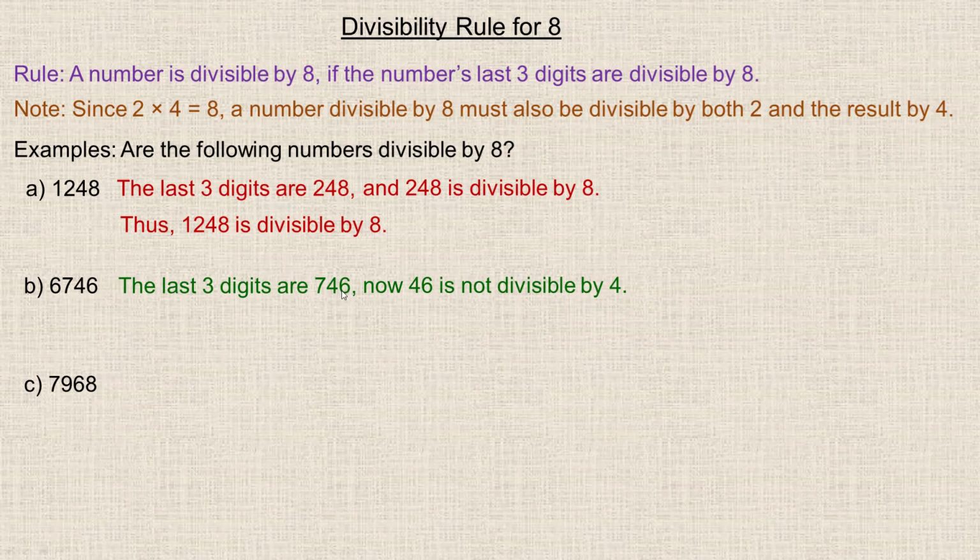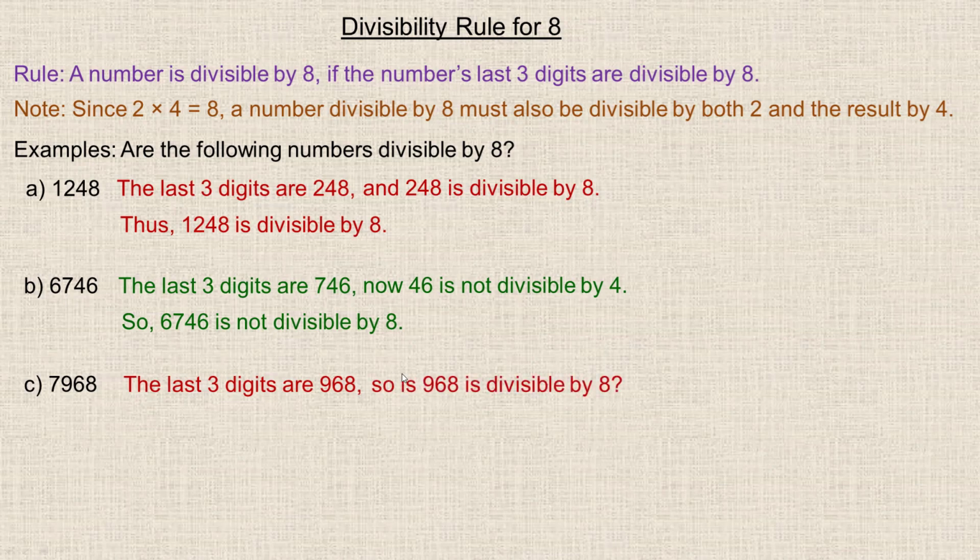The fact that the last 2 digits are not divisible by 4 means it's not going to be divisible by 8. So in order for something to be divisible by 8, it has to be divisible by 4, and in addition to that, the result from that by 2 as well. So if it's not divisible by 4, it's not going to be divisible by 8. Okay, so next number is 7,968. We really only have to look at the 968, and that's not quite as simple in your head to divide by 8. So the question is, is 968 divisible by 8?